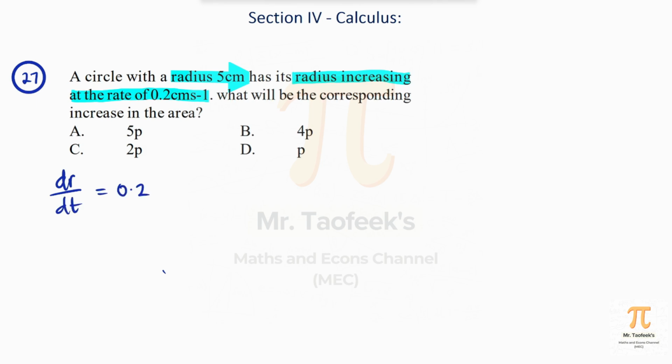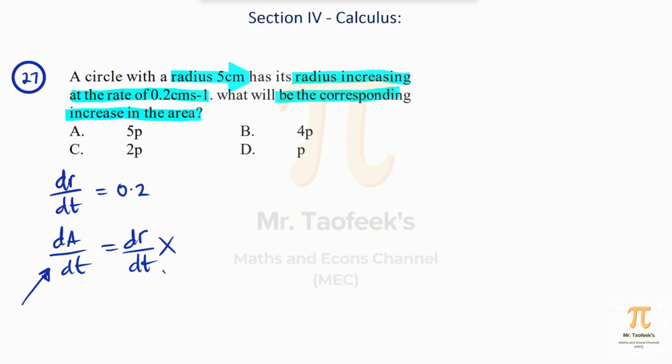0.2. Okay, then the question tells you, what is the corresponding increase in the area. So corresponding increase in the area is referring to change in area with respect to change in time. So we are asked to look for dA over dt. What were we given in the question? The most tactical way to solve this question is just look out for what you were given in the question. We were given dr over dt. Multiply. So you now ask yourself, what do I multiply by dr over dt so that I can get dA over dt, which I'm told to look for?